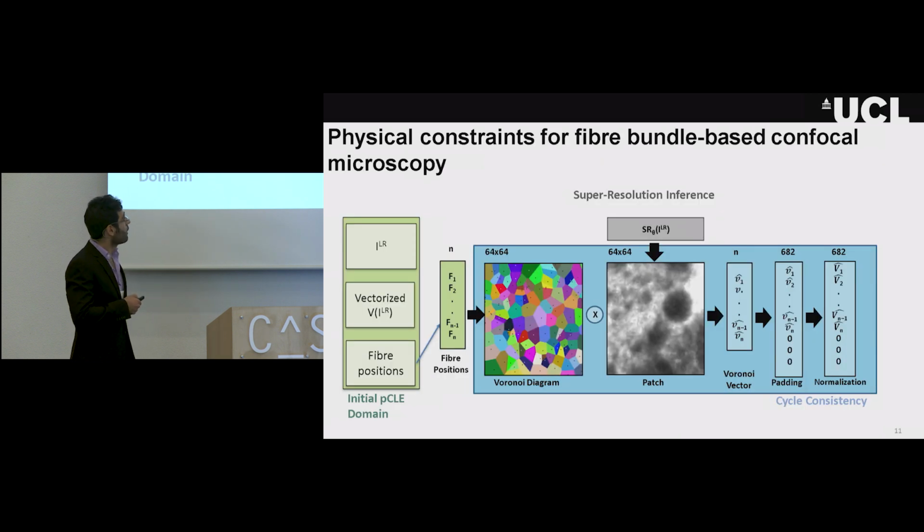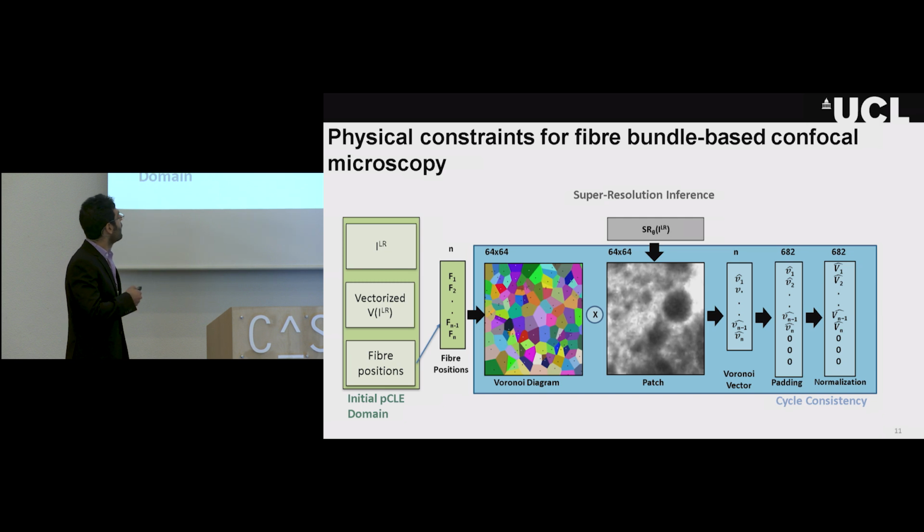Now, starting from the output of the super-resolved network that generates a patch, we can invert the process of reconstruction and generate back a low-res representation of this patch, and impose that this low-res representation is exactly the same as the initial low-res representation of the low-res images. And this is our cycle consistency.